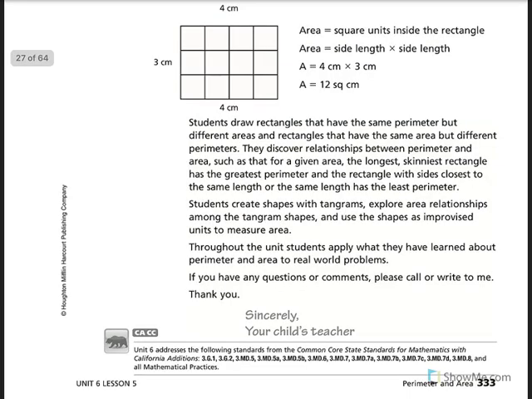It continues to say, students draw rectangles that have the same perimeter but different areas, and rectangles that have the same area but different perimeters. They discover relationships between perimeter and area, such as that for a given area, the longest, skinniest rectangle has the greatest perimeter, and the rectangle with the sides closest to the same length or the same length has the least perimeter. Students create shapes with tangrams, explore area relationships among the tangram shapes, and use shapes as improvised units to measure area. Throughout the unit, students apply what they have learned about perimeter and area to real-world problems, and your parents can email me if they have any questions.